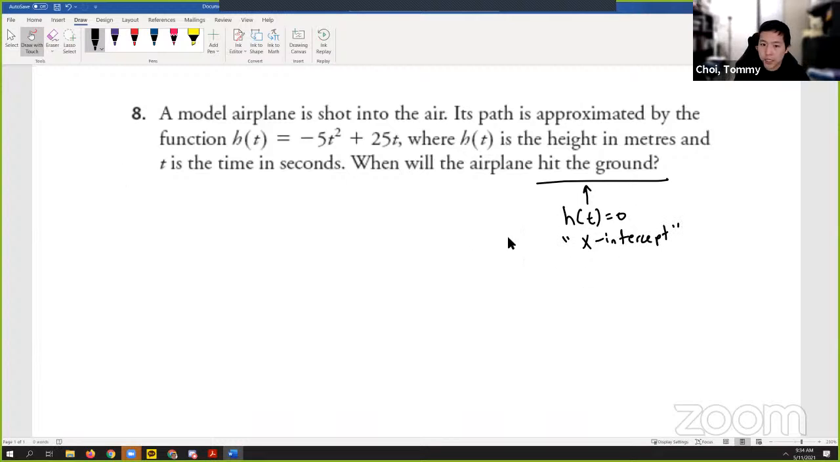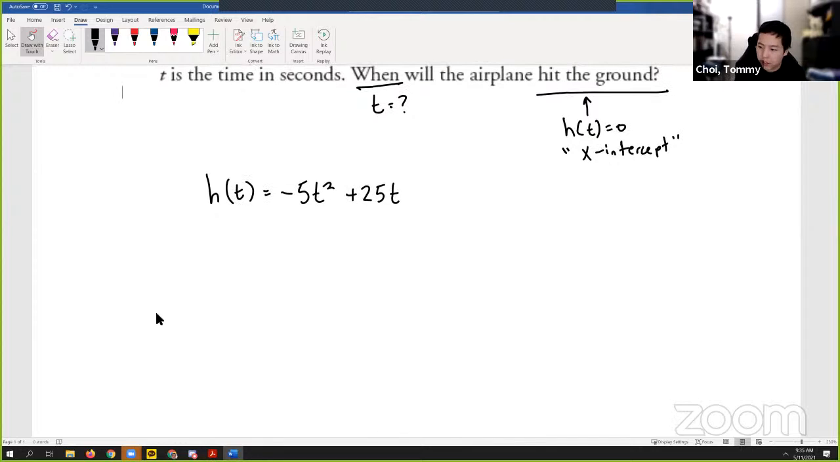So when it's asking us when will that plane hit the ground, yes, you are solving for time, right? We don't know what time is. Hit the ground is telling us that the height is 0, which in turn tells us the x-intercept, which is just another way of telling you, hey, solve by factoring. So here, h of t is equal to negative 5t squared plus 25t.